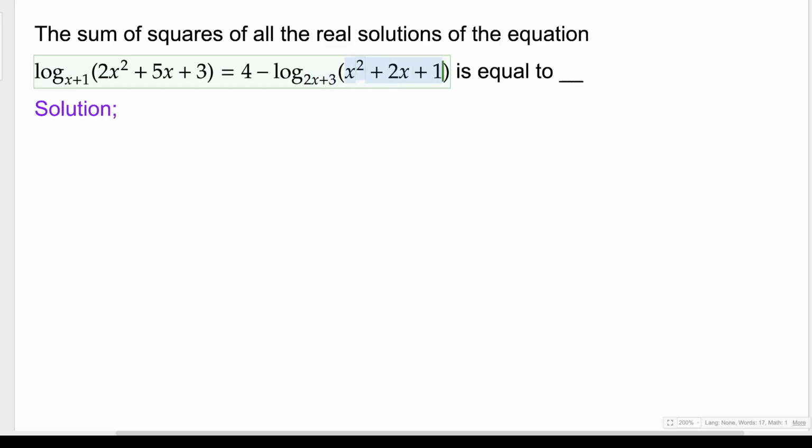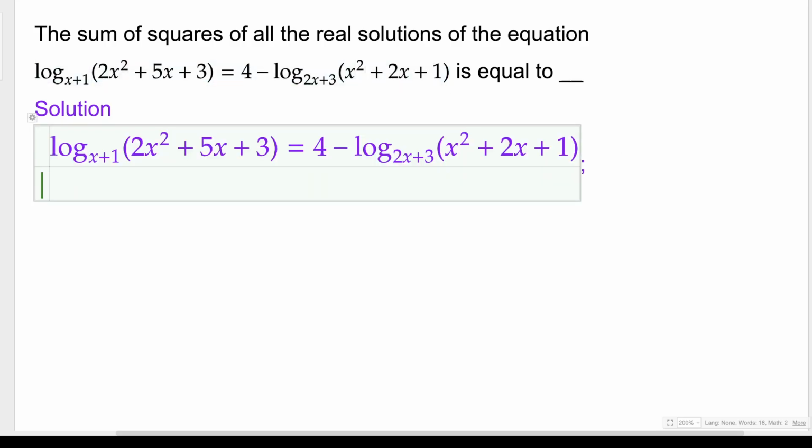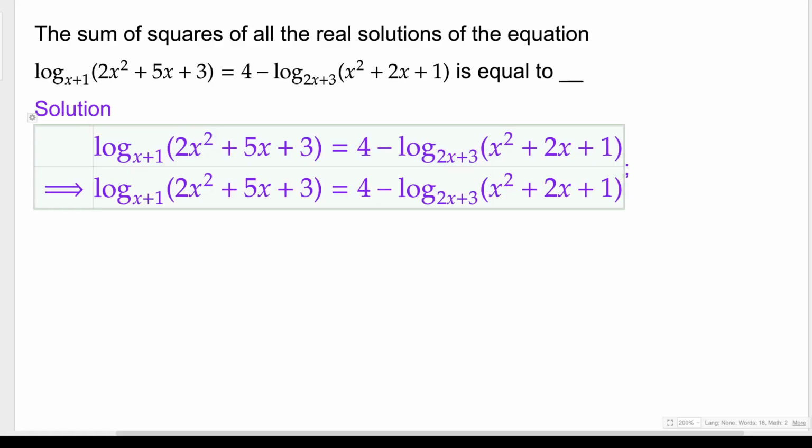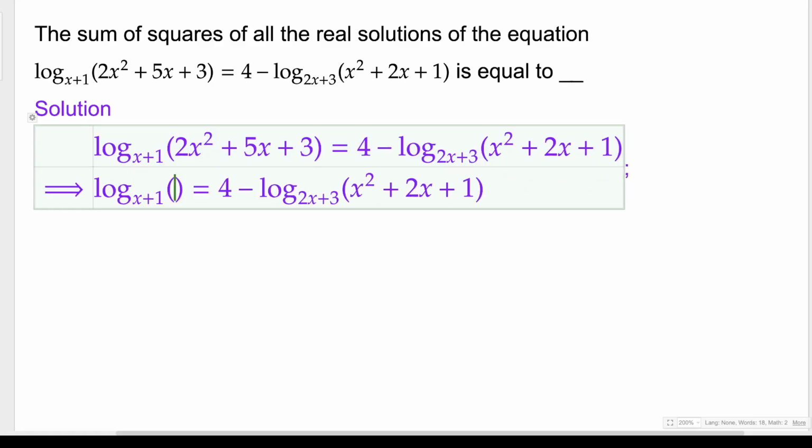The only thing is that we need to take care of the domain and the constraints with regard to this equation, right? So while solving and after getting the solution, we'll make sure that we check the domain and constraints properly. So first of all, I'll write this equation as it is, and then we'll try to manipulate this further. Now, here I'll factorize these quadratic expressions.